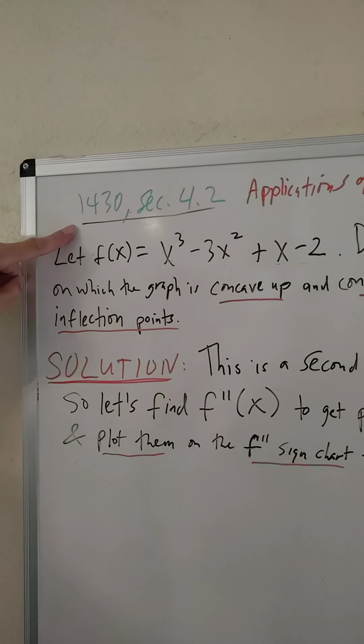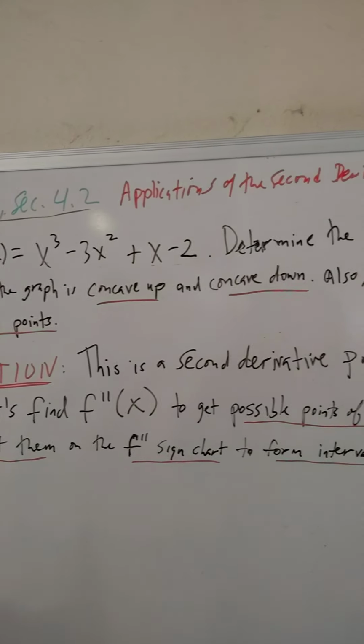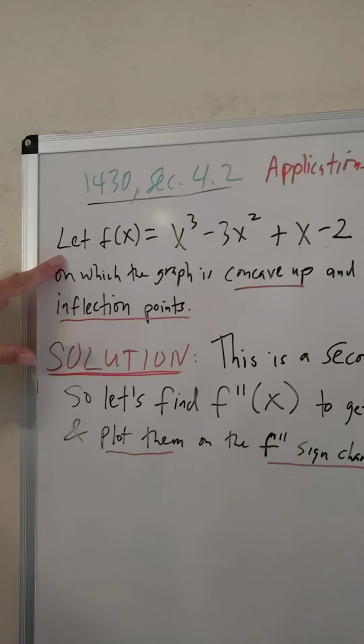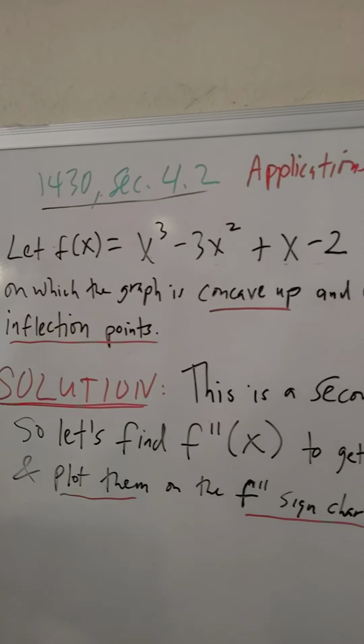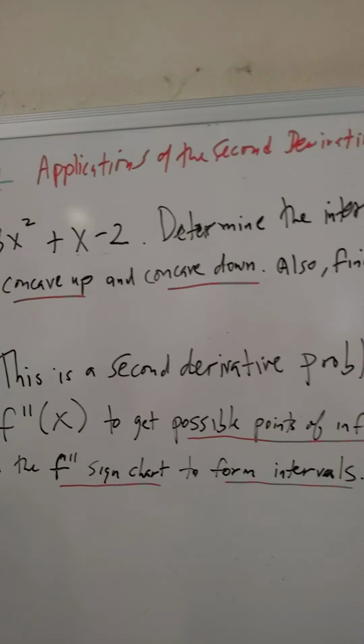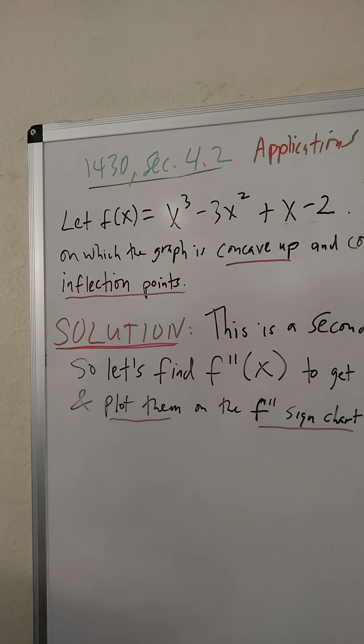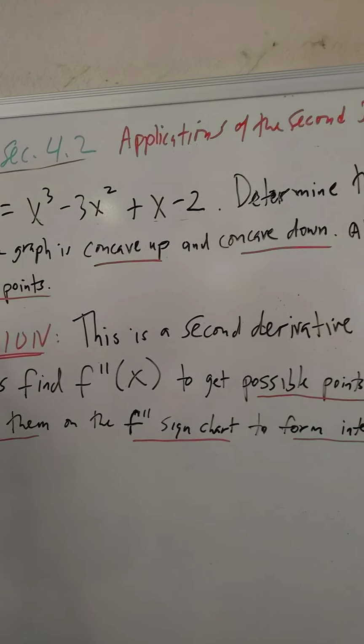Math 1430, Section 4.2, Applications of the Second Derivative. Let f of x equal x cubed minus 3x squared plus x minus 2. Determine the intervals on which the graph is concave up, concave down, and we also want to find inflection points.